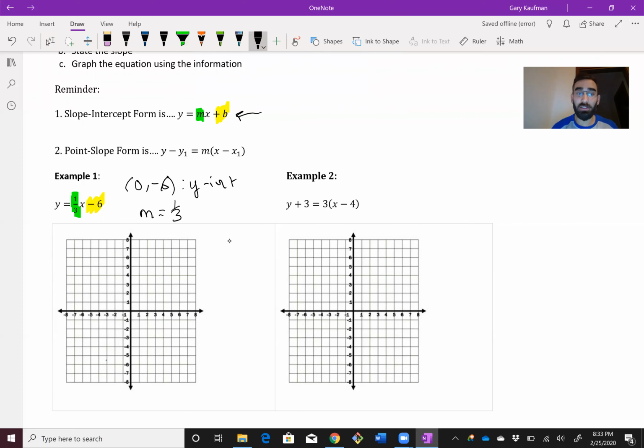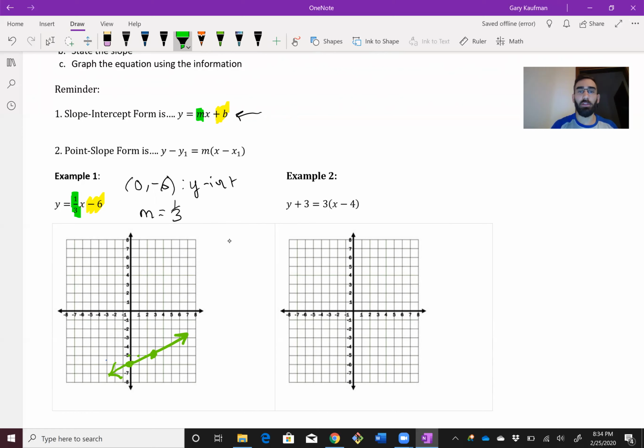I can now use this information. I'm going to start with my y-intercept. Well, my y-intercept is down here at (0, -6). My slope says go up 1 and then run 3. That's my next point. I now have enough information to graph my line. Now, point-slope is going to be a little challenging, so stick with me for a moment. And if you need to pause the video at any point, feel free and pause it.